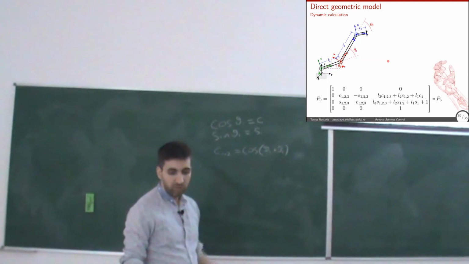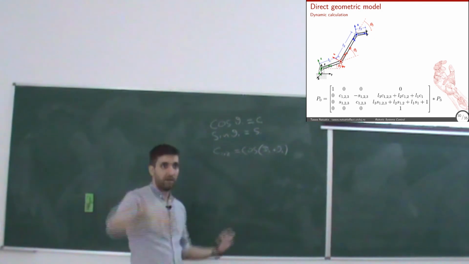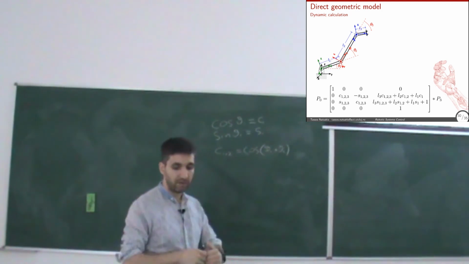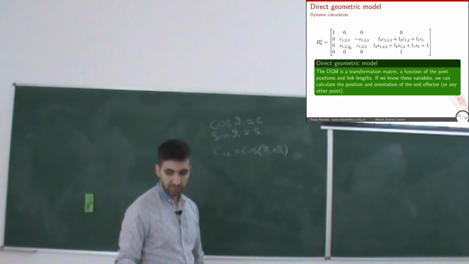Now, I could do this for any point of the robot. I don't have to do it just for the frame here. I could put a frame wherever I want on a fixed point of the robot and calculate the transformations from the fixed frame until that point and calculate the direct geometric model for that point. Okay?